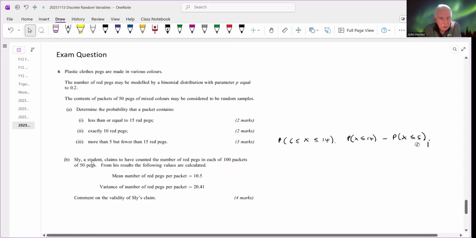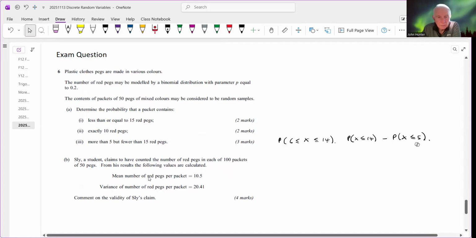Bobby Sly, a Sly student, claims to have counted the number of red pegs in each of 100 packets from 50 pegs. From his results, the following values are calculated. Mean number of red pegs per packet equals 10.5. Variance of the number of red pegs per packet equals 20.41. Well, we can't do that. I haven't told you enough to do that one at the moment.